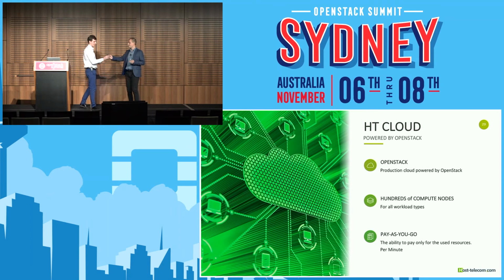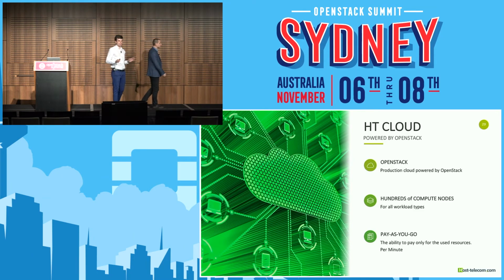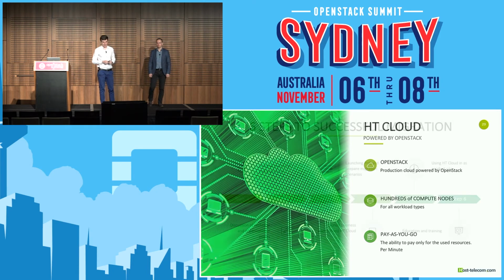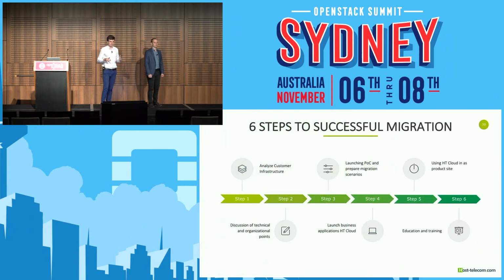Yeah, thanks, Nick. A few words about Haas Telecom Cloud. Haas Telecom Cloud, powered by OpenStack, has 100 nodes installed with different configurations in each cloud. And we provide a pay-as-you-go solution for our customers. So, how it works with our customers in these projects.